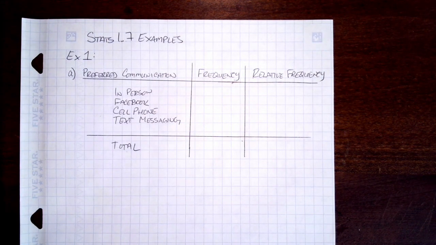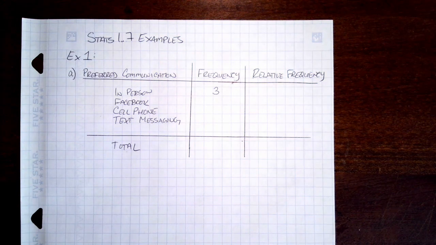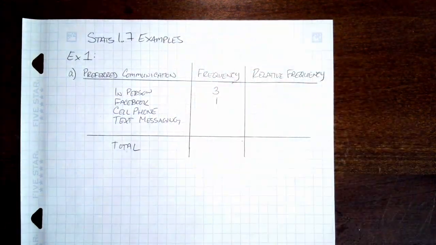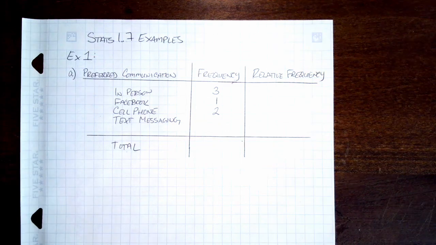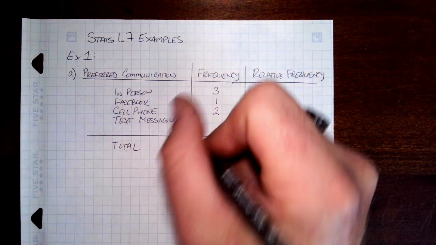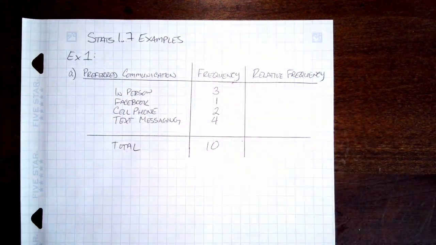So, looks like in person, we had 3 preferring in-person communication. We had 1 preferring communication by Facebook. Cell phone, we had 2 preferring that, and then 4 preferring text messaging, for a total of 10 people.